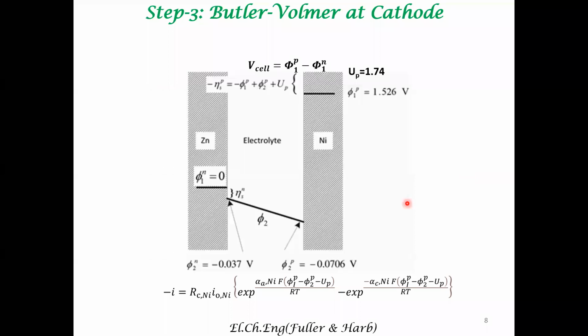So the only unknown here is phi 1p, okay? Because I also reference this quantity, I know the equilibrium potential for that electrode. So the equilibrium potential is known. This is known. So all I need is to obtain this quantity. So we have one equation and one unknown. We can get to that.